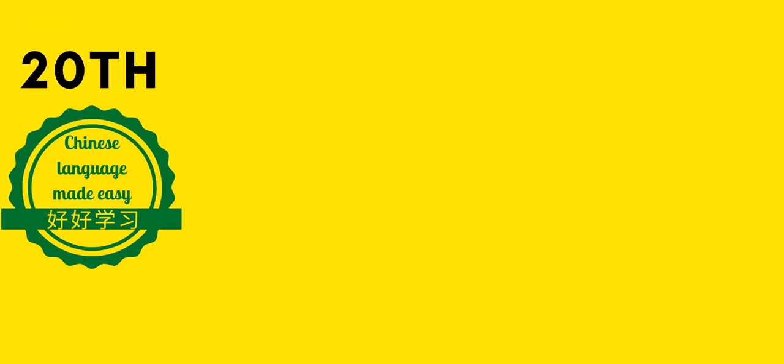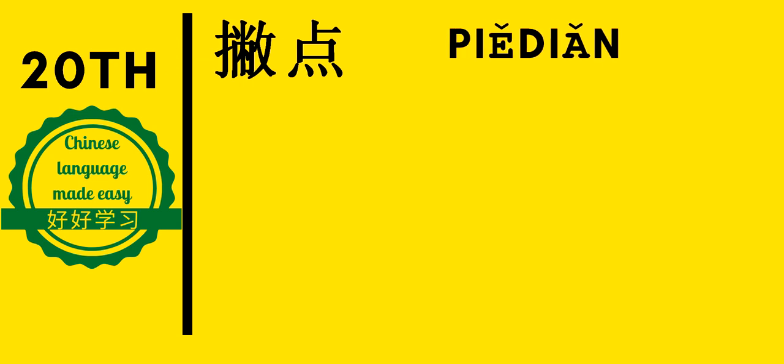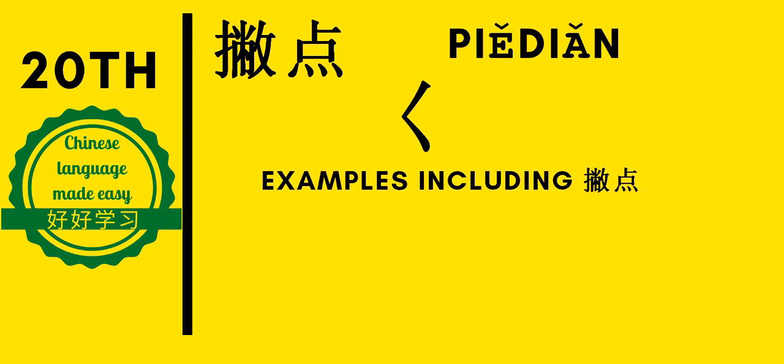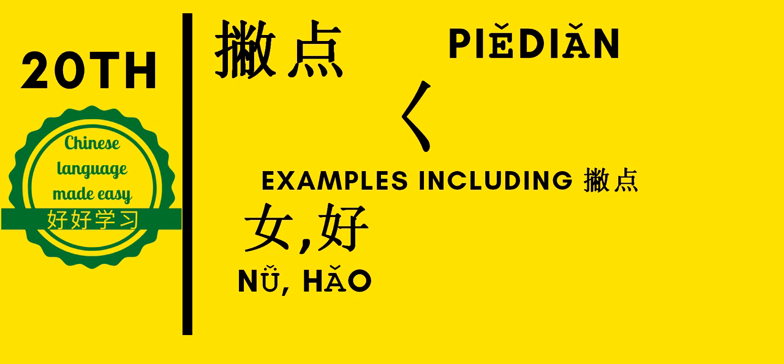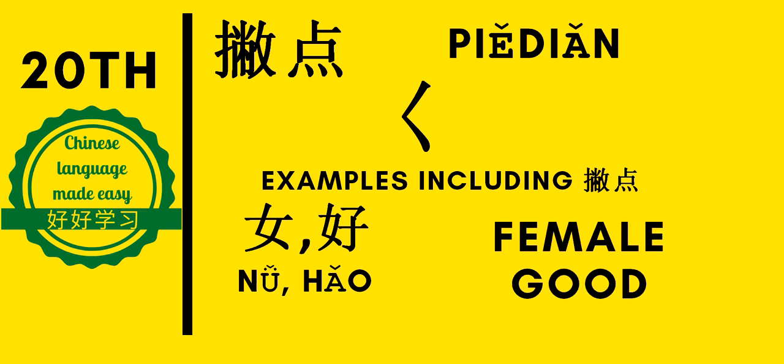The 20th and the final stroke of this lecture is 撇点. This is the stroke, and it is also known as left falling dot. Here are some examples which include this stroke. The first one is 女, the second one is 好. The first one is used for female, and the second one is used for good. So this was all for today.